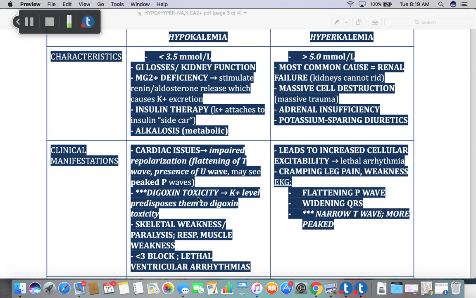For hypokalemia, you're going to get cardiac issues, so there's going to be impaired repolarization and flattening of the T wave. There will be a presence of a U wave, and you might see peak-to-peak P waves. People can become DIG toxic because DIG has such a narrow therapeutic range, and the potassium level that's low is going to predispose them to digoxin toxicity.